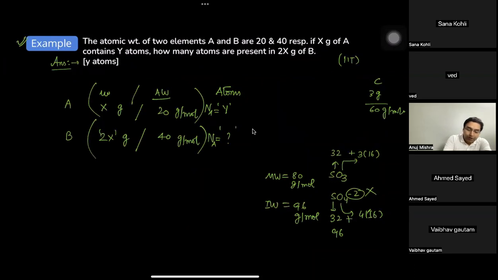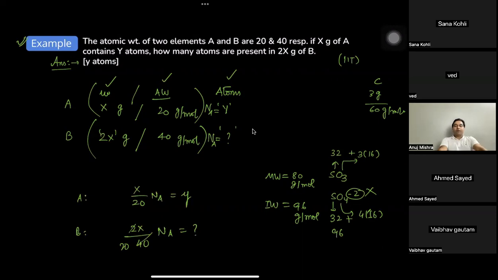So this time weight was given, beta, and atomic weight is given. And then atoms are given here as per the question's language. So what we discussed, weight by atomic weight is moles. Moles into Na is atoms. So x by 20 into Na is given as Y. This is valid for A atoms. For B atoms, 2x weight is given, 40 is its atomic weight, into Na. So what will be this number coming? If you cancel it out, x by 20 only, right? So this is also Y. That is the question. Simple question it is, right?